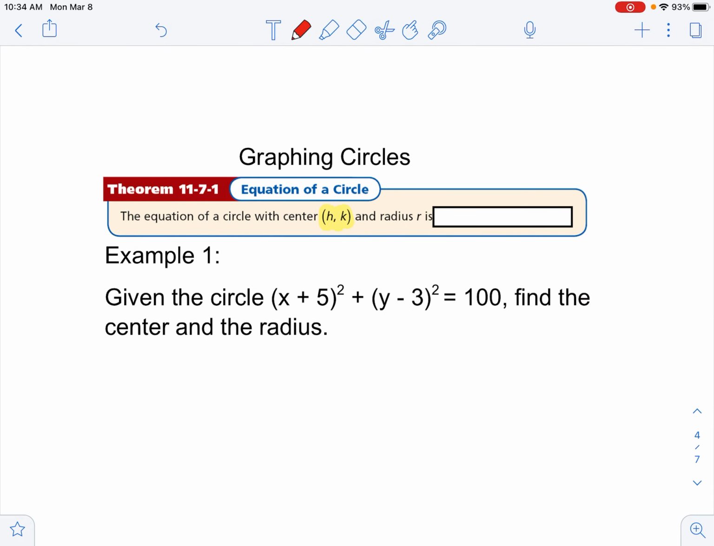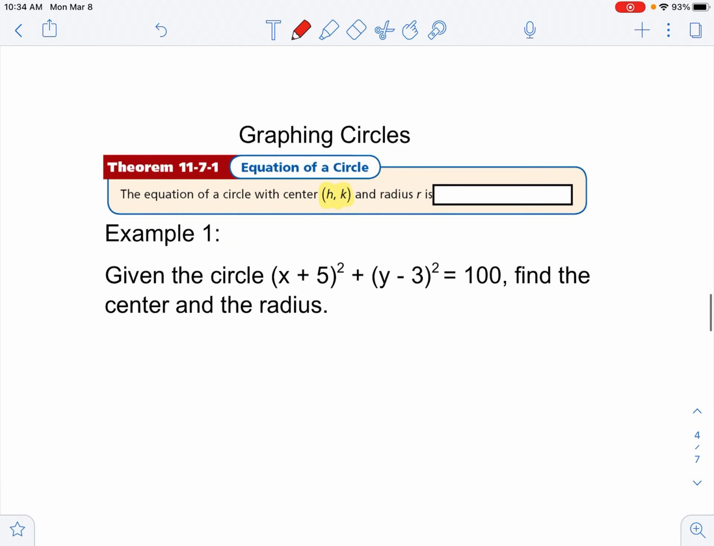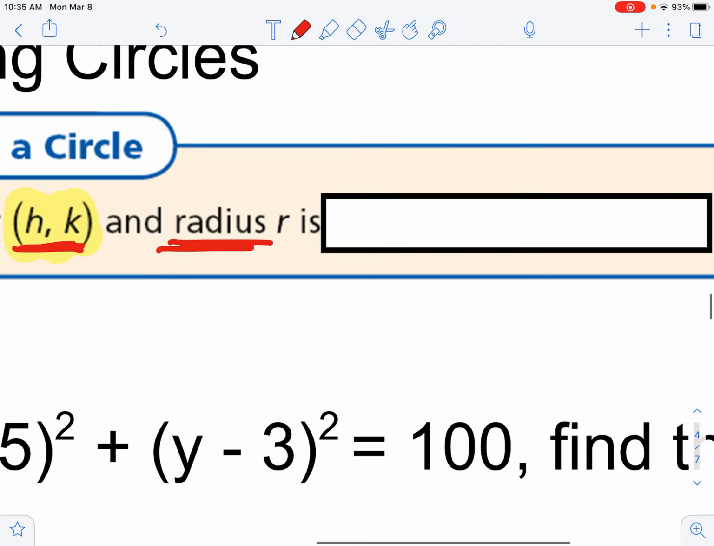So (h, k) is the center of the circle, just like (h, k) is the vertex of that parabola. (h, k) is the center of the circle, and then the radius is r. To write an equation of a circle and to graph it, you need the center and you need the radius. Now, here's what the equation looks like.